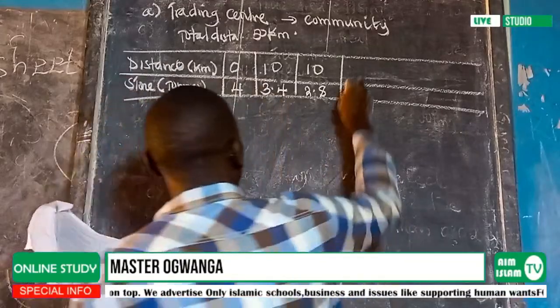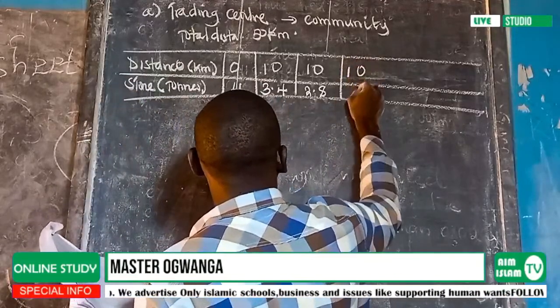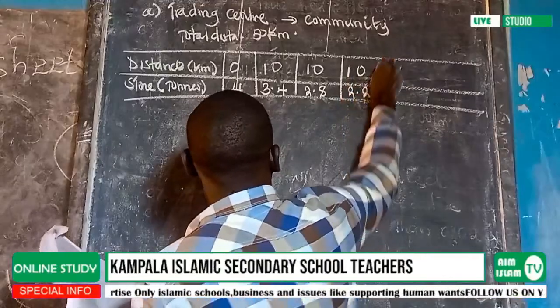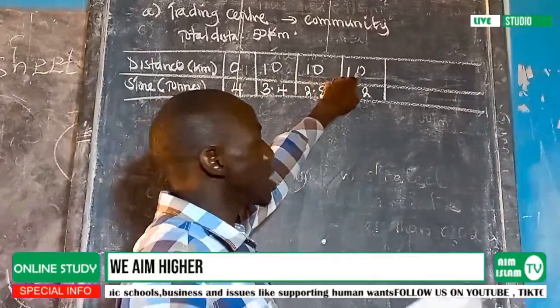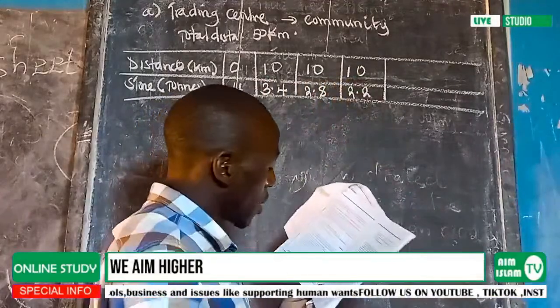2.2 done. Meaning that even this one here will be 10, which is 2.2. If I add the 0 plus 10 plus 10 plus 10, it is the same as the 30 kilometers.